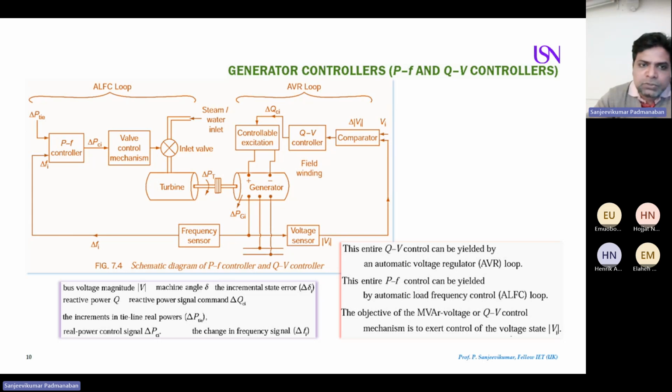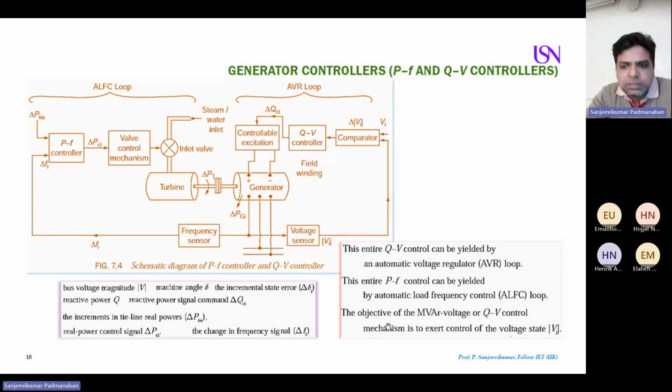So we have two types of control. One is AVR control. Another one is ALFC control. So this is for frequency control and this is for the voltage control. By adopting these systems, I can control a constant frequency and constant voltage from my synchronous generator. For this, as I said, we have a QV control. The QV control is called automatic voltage regulator control, and PF control is called automatic load frequency control.